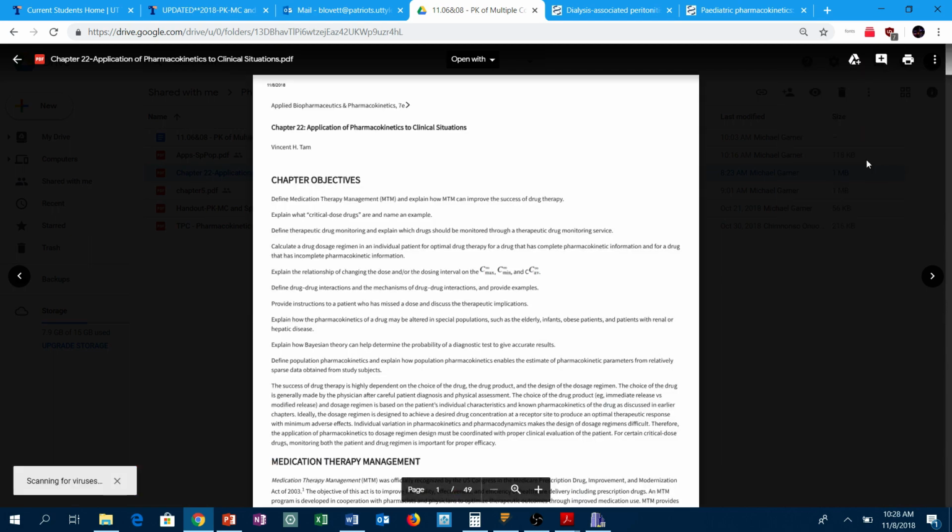Glucuronosyltransferase, or UGT, partakes in phase 2 reactions. So do we need to consider? Yeah, it's a phase 2 reaction.